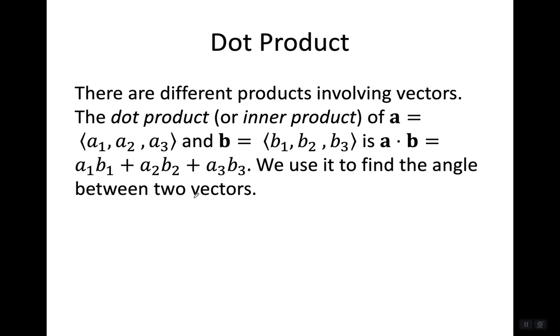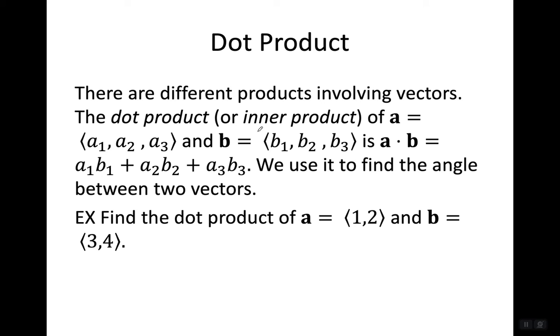There are different products involving vectors. The dot product or inner product of a equals a1, a2, a3, and b equals b1, b2, b3 is a dot b. That's why we call it a dot product. That's going to be a1 b1 plus a2 b2 plus a3 b3. So notice we're multiplying these component-wise. We use it to find the angle between the two vectors.